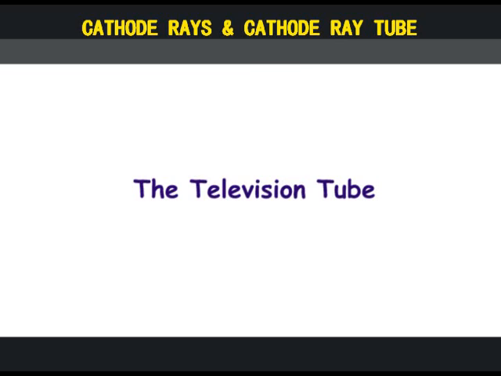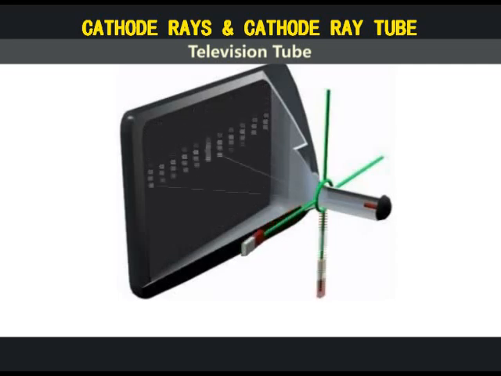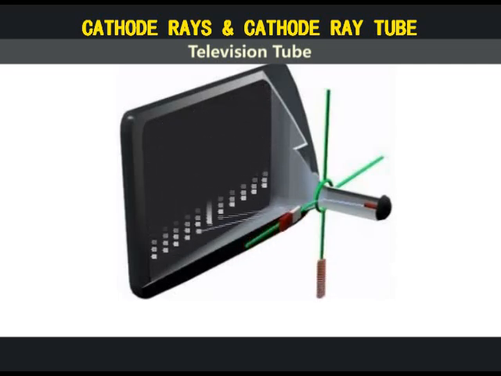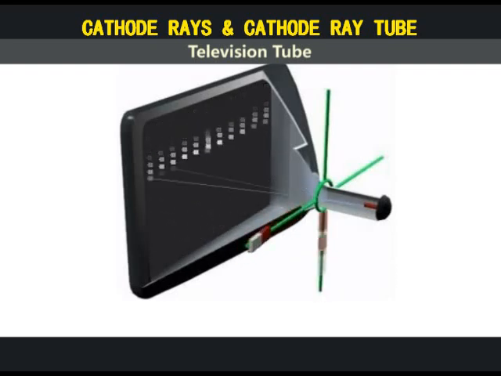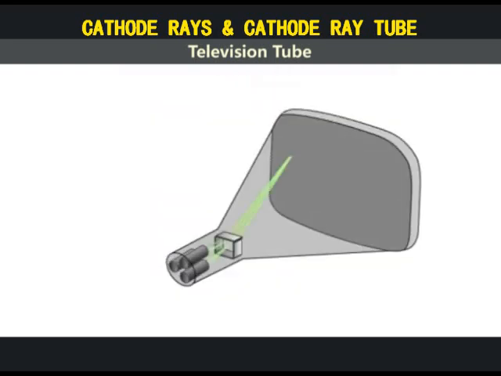Finally, the television tube. Now, the television tube is a cathode ray tube with a few modifications. First, the deflection system is made of magnetic fields. Magnetic fields are preferred to electric fields as they give wider deflections, which makes it possible to work with a wide screen with a relatively short tube. The video signals sent out from the TV transmitter are applied across the deflecting plate.